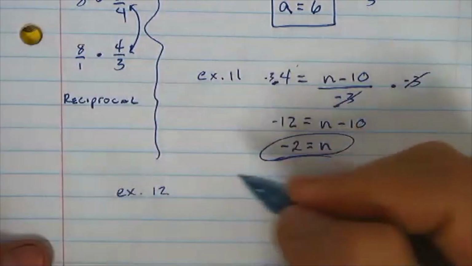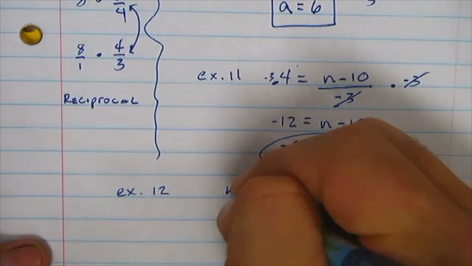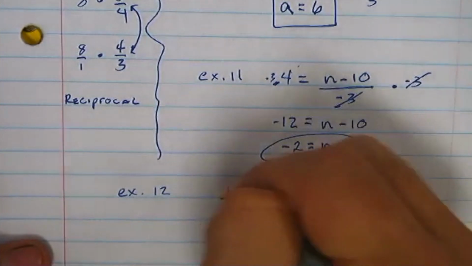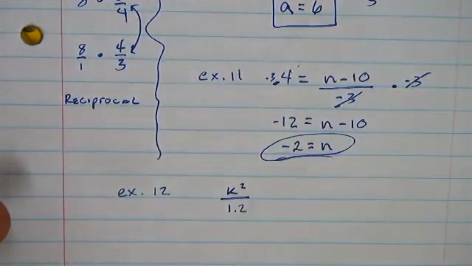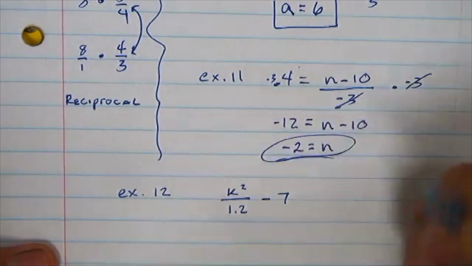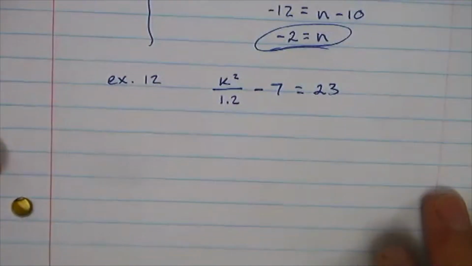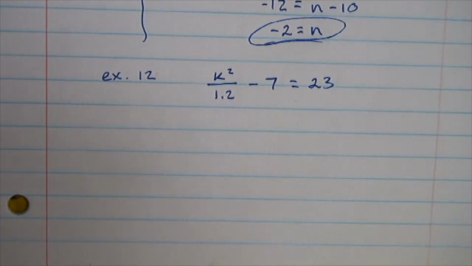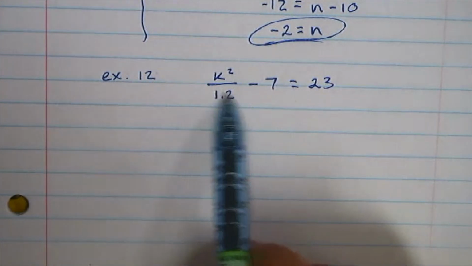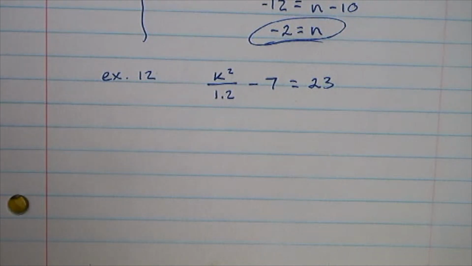So we've got k to the second power divided by 1.2, minus 7, equals 23. Now this one has all kinds of ugly written all over it, right? Not only do we have an exponent that we have to deal with, we also have division with a decimal, so that's no fun either. But we have to look past that. We have to trust in the process and start working the problem and see how things might work out.